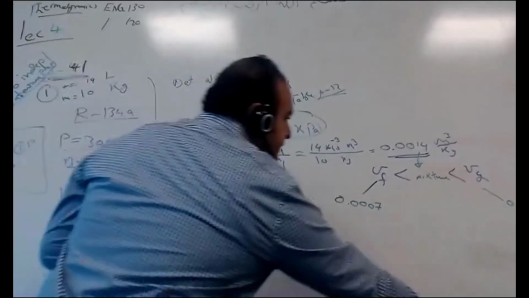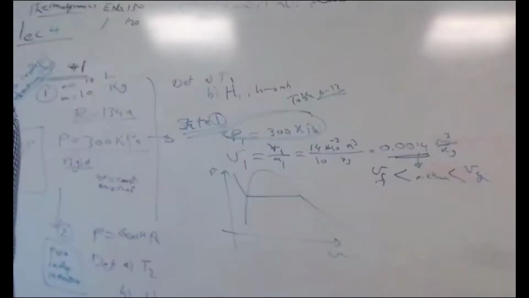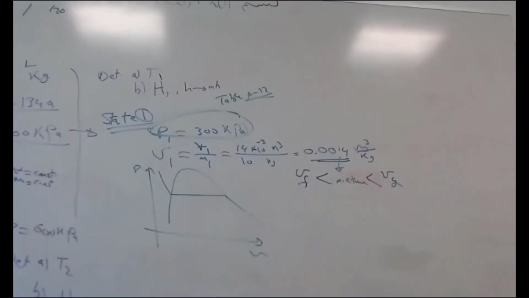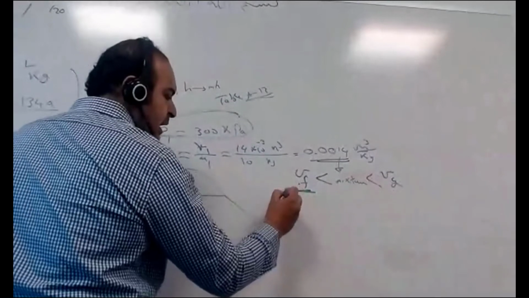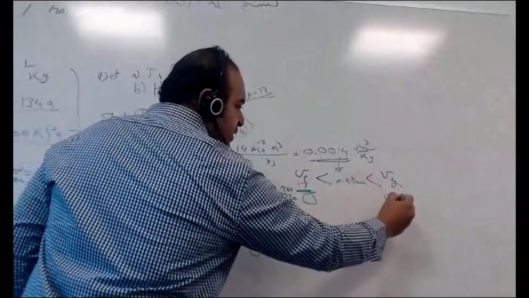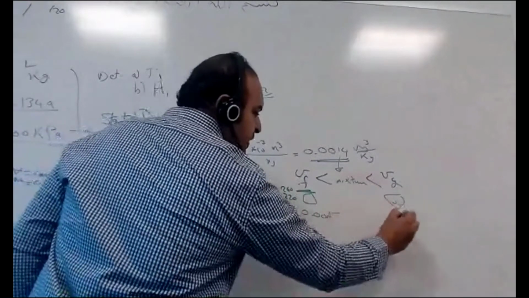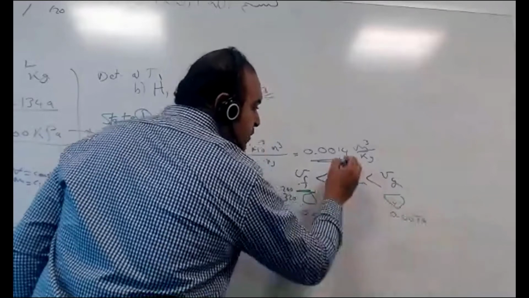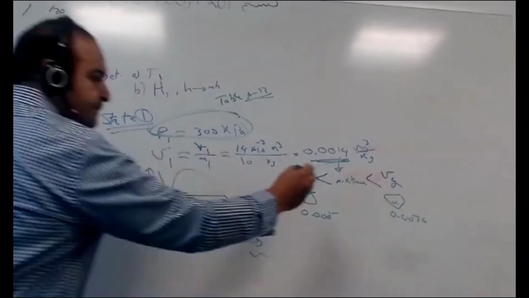So your specific volume is in between these two values. The Vf, which is the average between 320 and 280. Average here, for example, is 0.0001 something. Here is 0.0076 something. So your value is in between. This means you are a mixture.